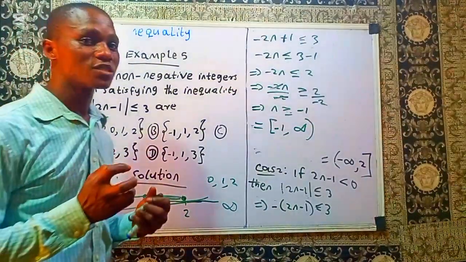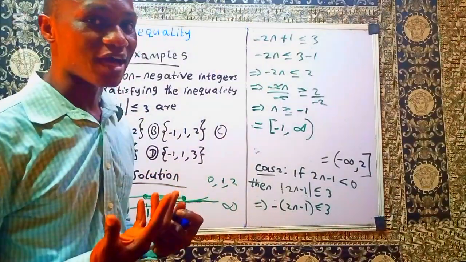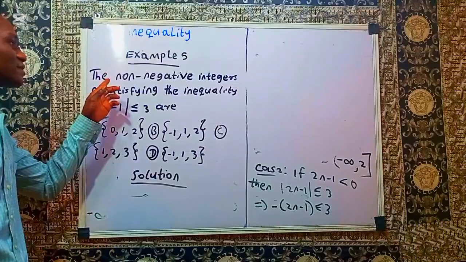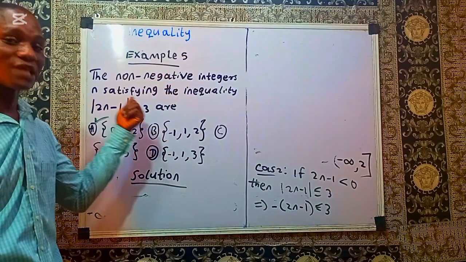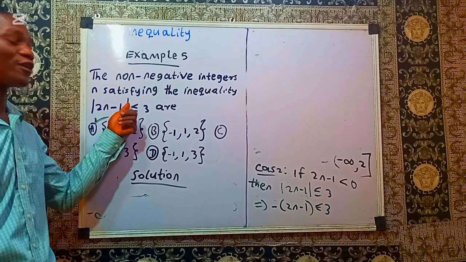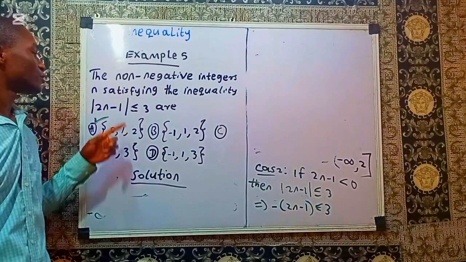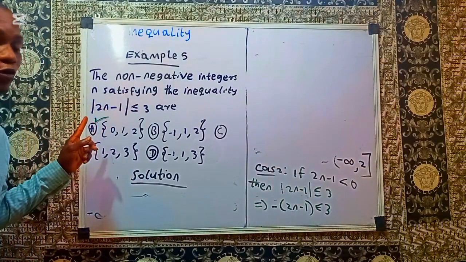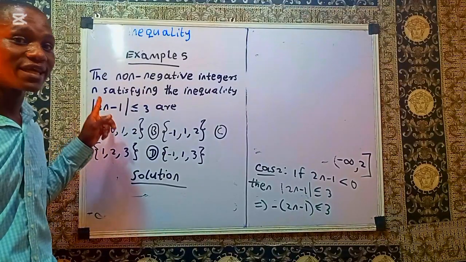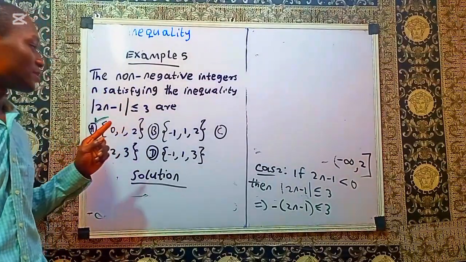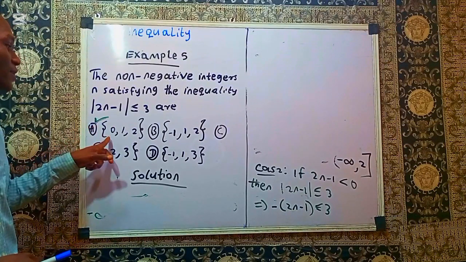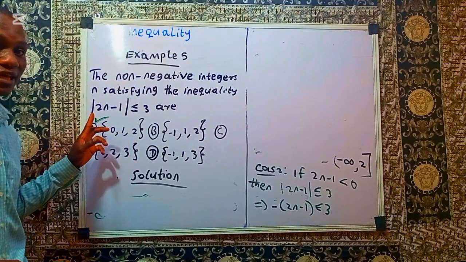So for objective questions, you are expected to arrive at the answer in the shortest time. The question says: find the non-negative integers that will satisfy this inequality, the absolute value of 2n minus 1 less than or equal to 3. So n is what you are looking for, and those n must be non-negative integers.